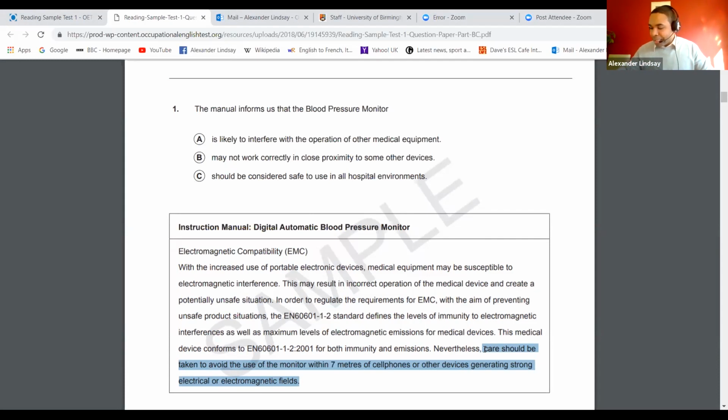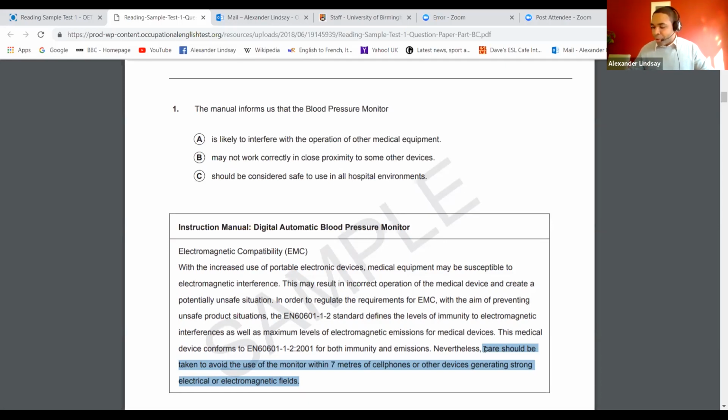And another way in which it's paraphrased, it says some other devices. So, may not work correctly in close proximity to some other devices. And this is a little bit more specified here because it says within 7 meters of cell phones or other devices. So it gives us the specific device, the cell phones, and then the other devices as well. So that's how that's paraphrased.